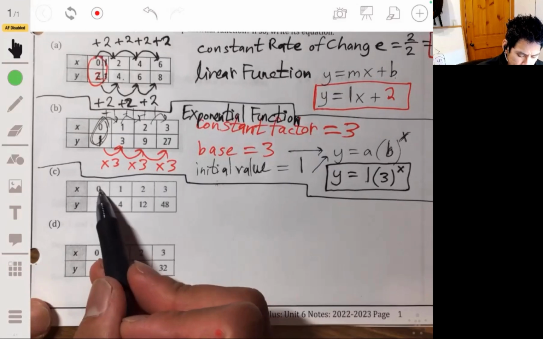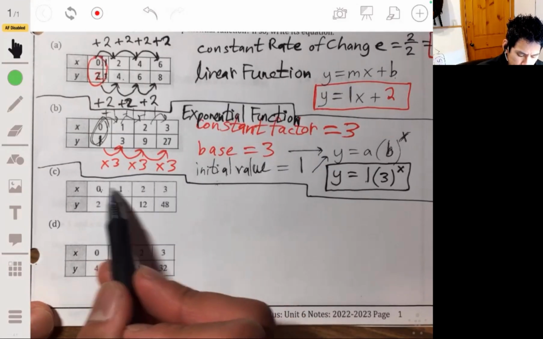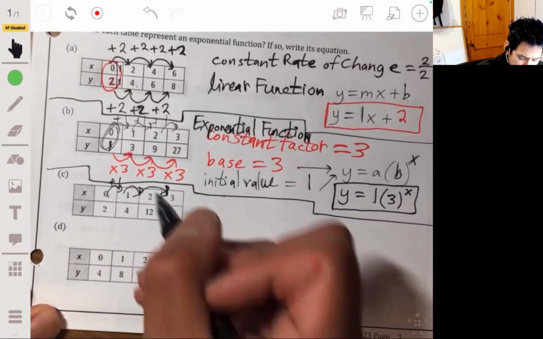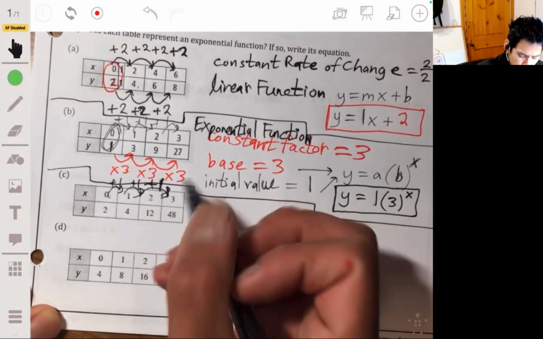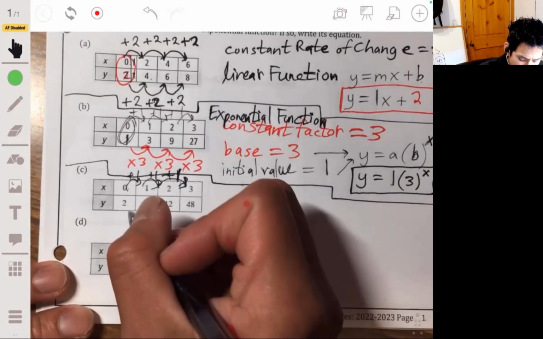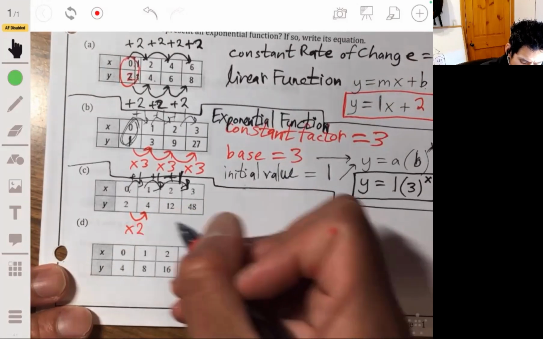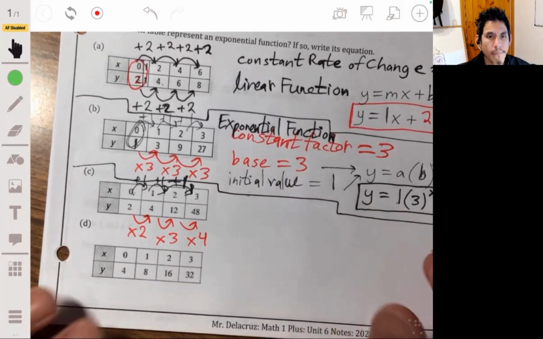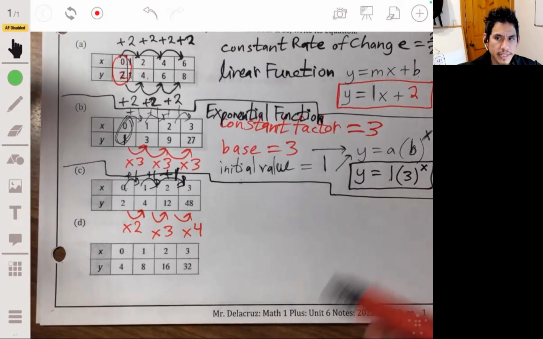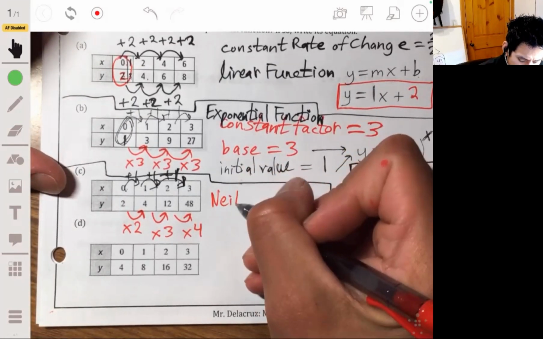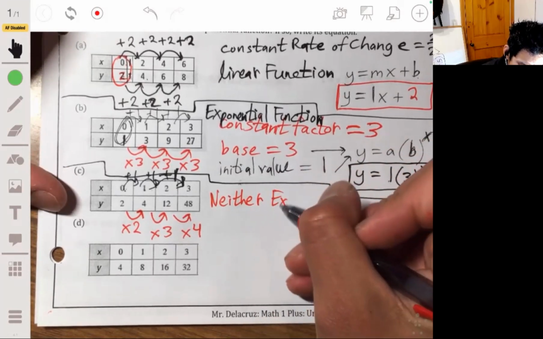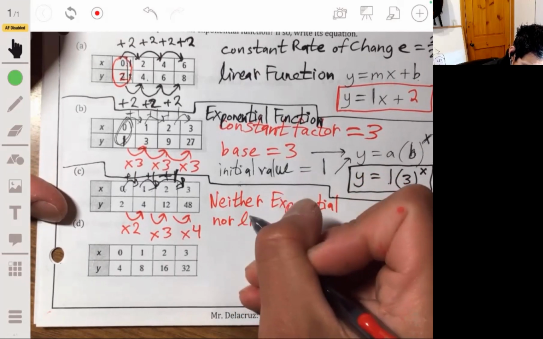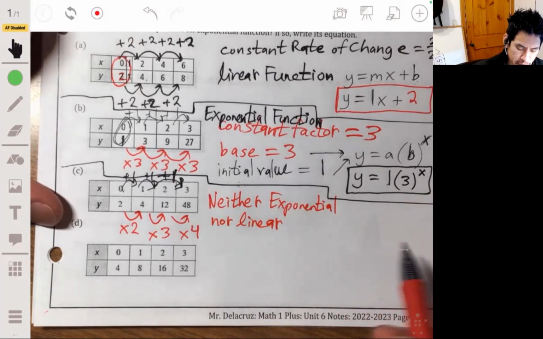All right, the next one, x is changing by 1 again, going up by 1 each time. Plus 1, plus 1, plus 1. But the y's are first being multiplied by 2, then multiplied by 3, then multiplied by 4. And so this is going to be neither exponential nor linear. Don't fall into the trap of calling it exponential because you see multiplying.